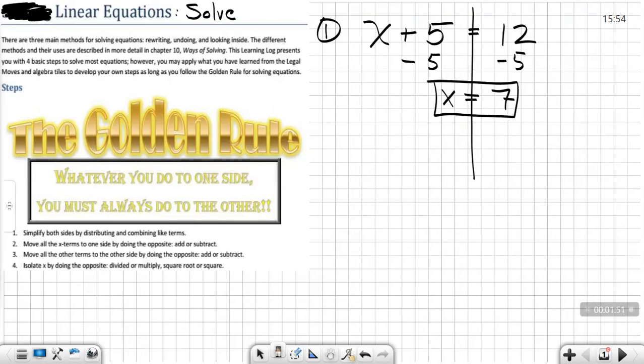Pretty straightforward there. How do I know that that is correct? Well, I want to plug that back into my equation. I can substitute the 7 in for x, add 5 to it, and I want to check, does that indeed equal 12 as it's supposed to? Well, 7 plus 5 is 12, and that equals 12, and therefore we are correct. 7 is the solution to this equation because 7 is the value of the variable that makes this equation true.